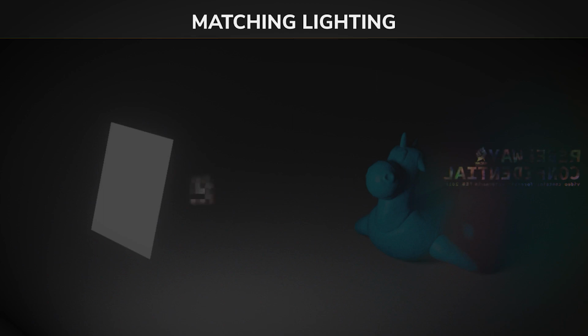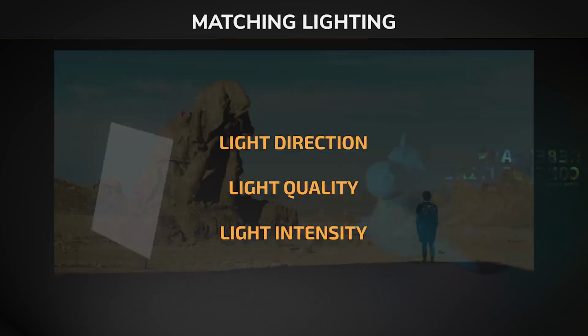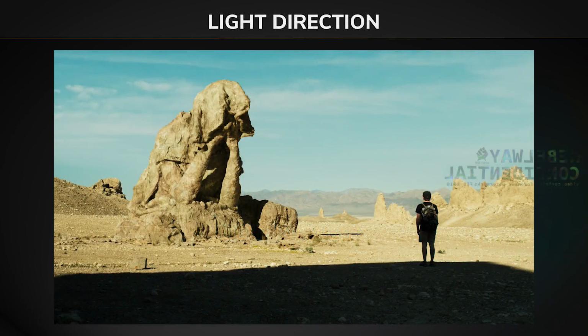So let's look at the characteristics of light that we need to match when we're selecting our elements. We have the light direction, the light quality, and the light intensity. And this list is applied to every single light that you can see in your footage. So let's dive in and start looking at these more closely. We'll start with light direction.